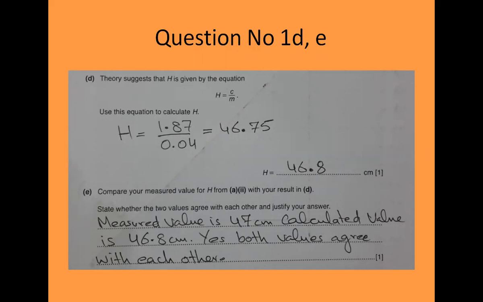You know, when we measured the value of the H in A second part, that value was 47. And with your result in the D part, state whether the two values agree with each other and justify your answer. In the A second part, the H value was 47, and this value, which we just calculated by C divided by M, is 46.8. So these values are very close to each other. So they agree with each other.